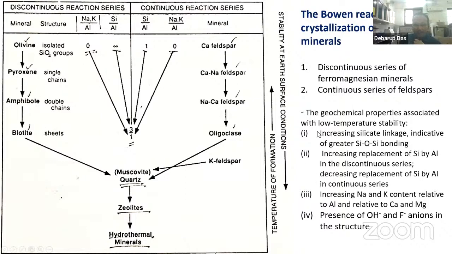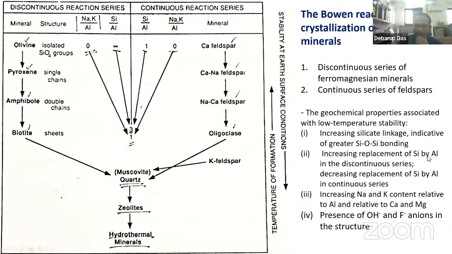Okay, so the geochemical properties associated with low temperature stability are increasing silicate linkage. If the silicate linkage is more, they are more stable. Increasing replacement of silicon by aluminium in the discontinuous series: if the silicon by aluminium ratio decreases in the discontinuous series, then they become more stable. The opposite occurs in the continuous series. If the aluminium concentration increases, then it becomes more stable.